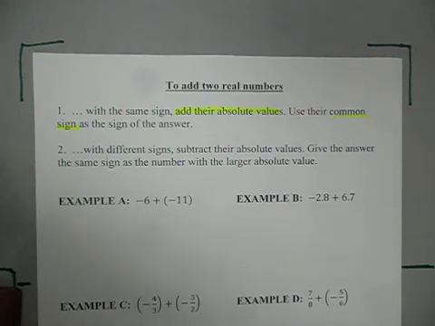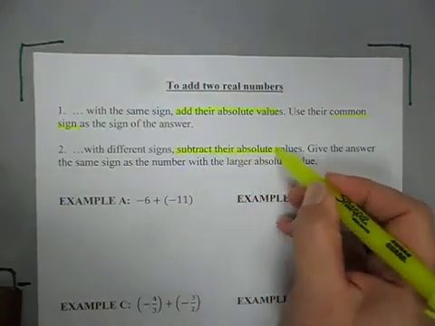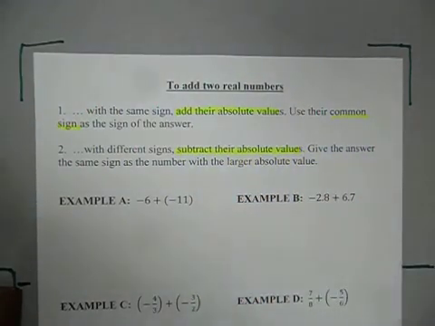If you are adding two real numbers with different signs, this time you will subtract their absolute values, and you will give the answer the same sign as the number with the larger absolute value. So I'll show you examples of both of these so that everyone has a good idea of how this works.